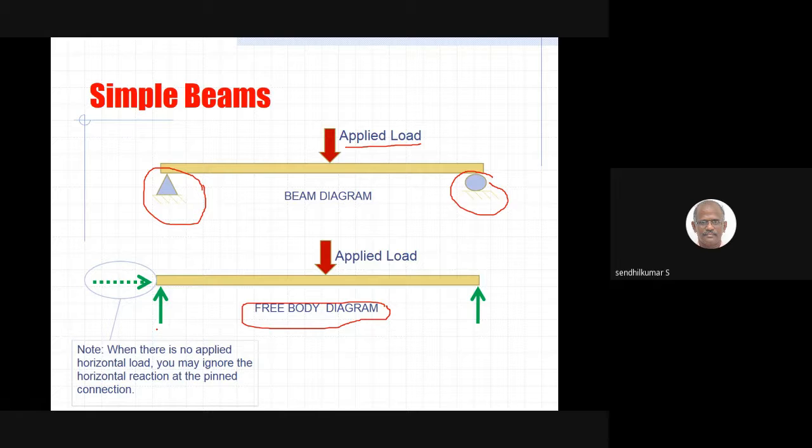Depending upon the type of support, whatever it may be, the reaction forces will be indicated with arrows. If it is a roller support, we'll have only one reaction force. If it is a hinged or pin support, we'll have two reaction forces.